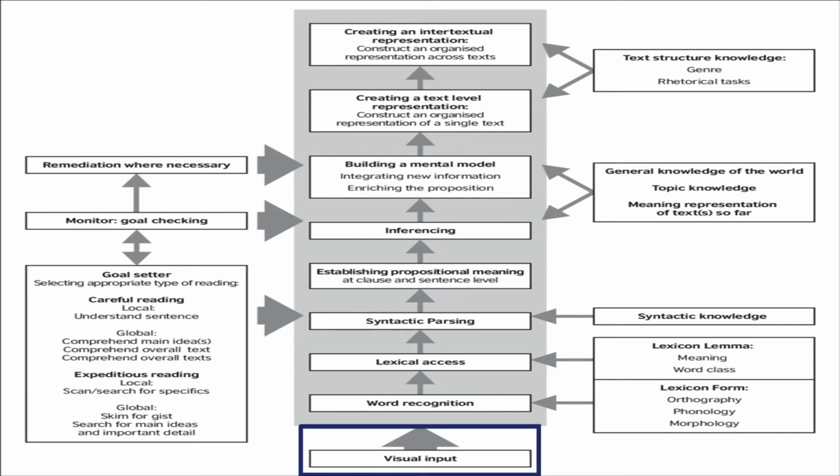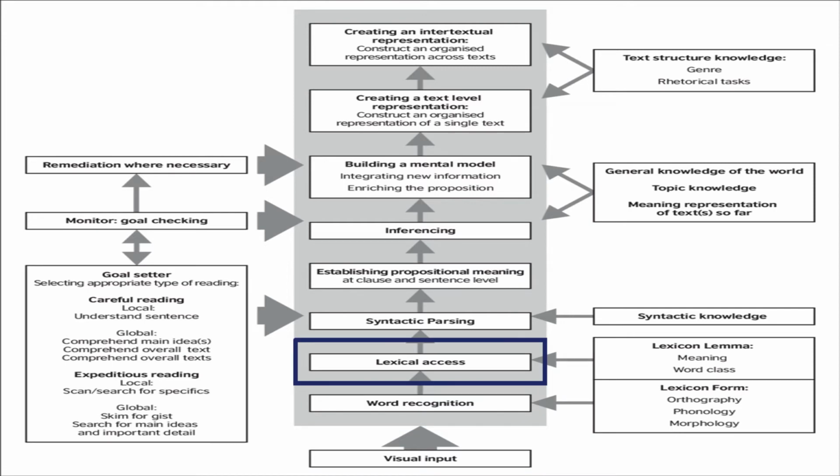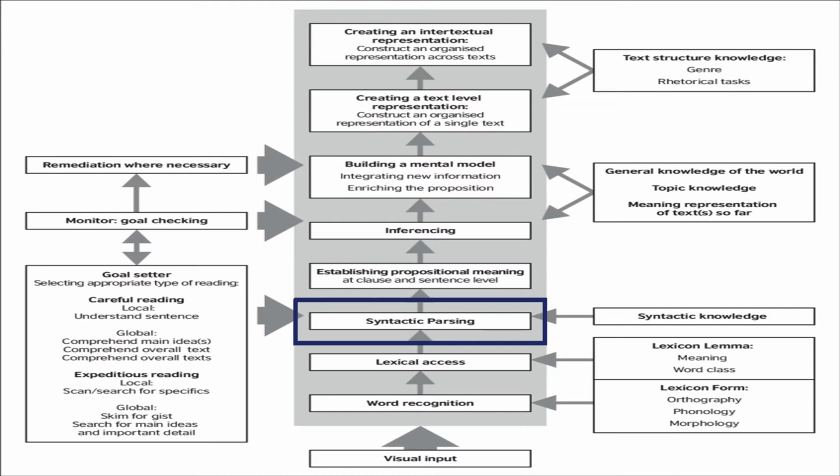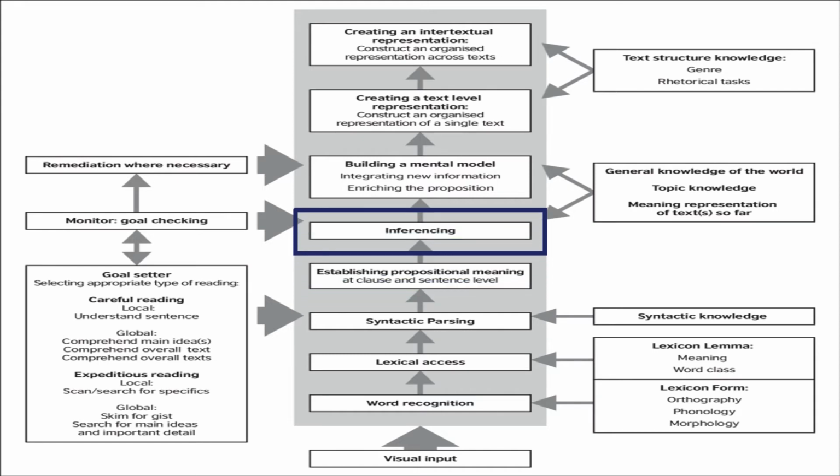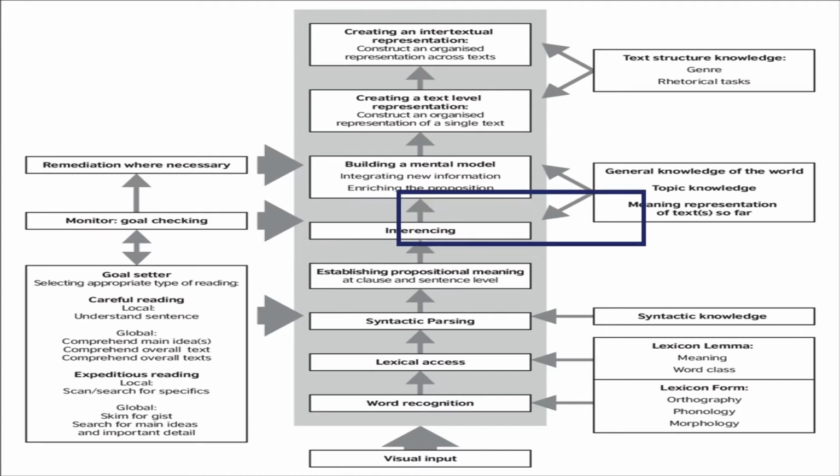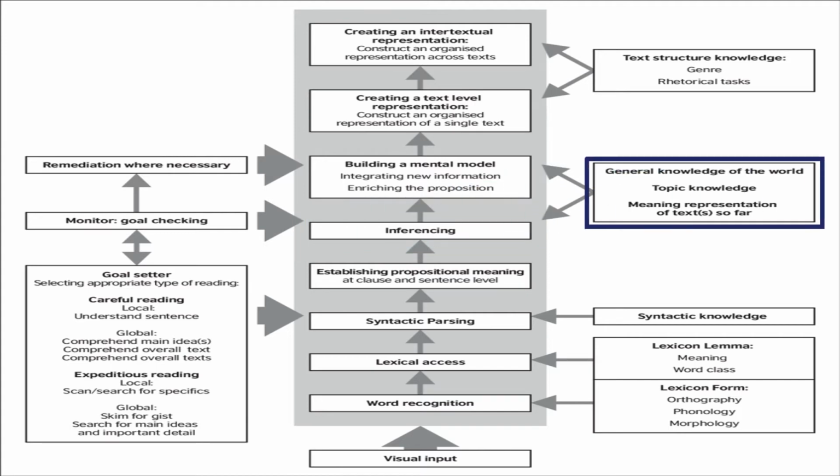Starting with visual input, i.e. the text, it progresses through lexical access, to grammatical understanding, to establishing meaning. Higher level skills would then include skills such as inferencing. On the right-hand side is the pre-existing knowledge that a person brings to their reading and interpretation of a text, including linguistic knowledge and topic knowledge.